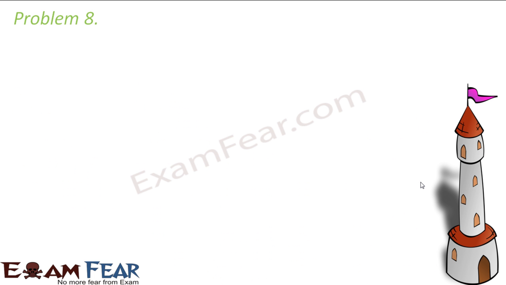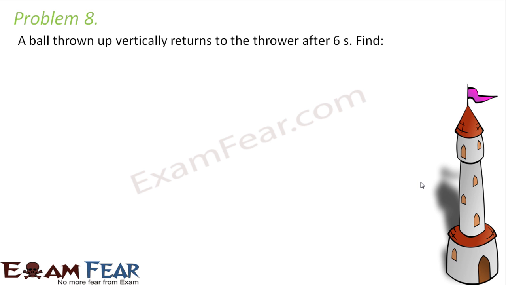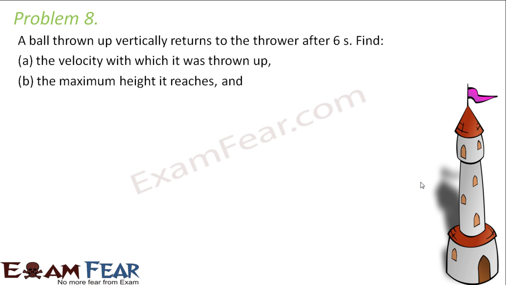Now let us look at the last problem of this section. It says a ball is thrown up vertically, returns to the thrower after 6 seconds. Okay. Find the velocity with which it was thrown up, the maximum height it reaches, and its position after 4 seconds. Okay. So in this case, the time which is given as 6 seconds.